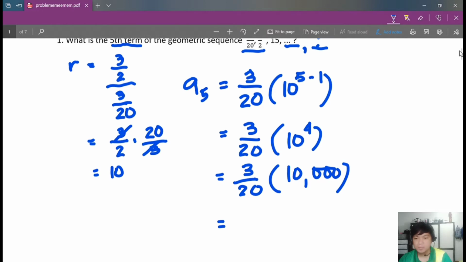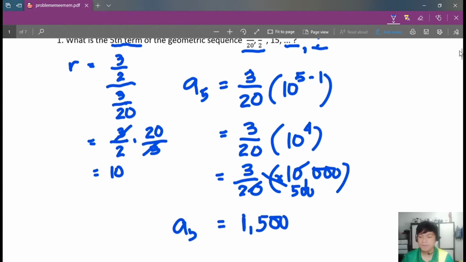Then we can divide 10,000 by 20. So, 10,000 divided by 20 is 500. Then we multiply 500 by 3. That is 1,500. So, our fifth term is 1,500.